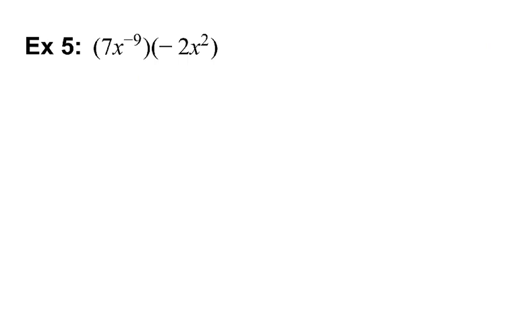Okay, example 5. Now, before we start moving things, let's first multiply these two expressions. This times this, okay? So remember, we want to multiply the numbers first. So 7 times negative 2 gives us negative 14. And x to the negative 9 times x squared. Remember, we add the exponents. So I get x to the negative 7th power.